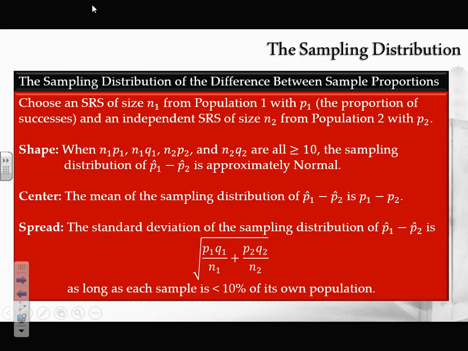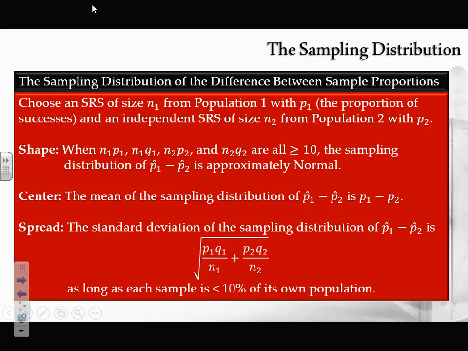Note that when I want to describe shape, it's going to be approximately normal if NP and NQ are both at least 10. The difference here is now we have two separate populations to account for. So when I check NP and NQ, I need to do NP and NQ for population 1, and I need to do NP and NQ for population 2. So when you talk about shape, you need to check that large counts condition.